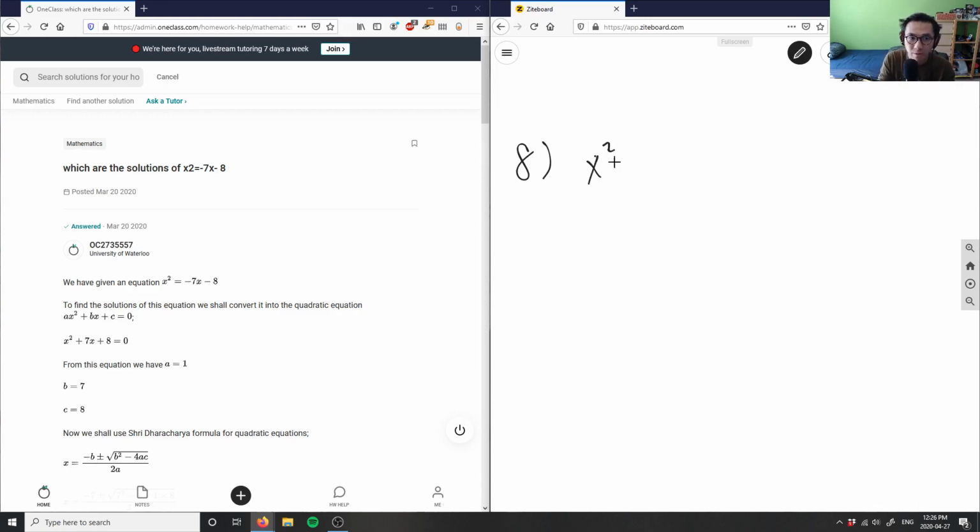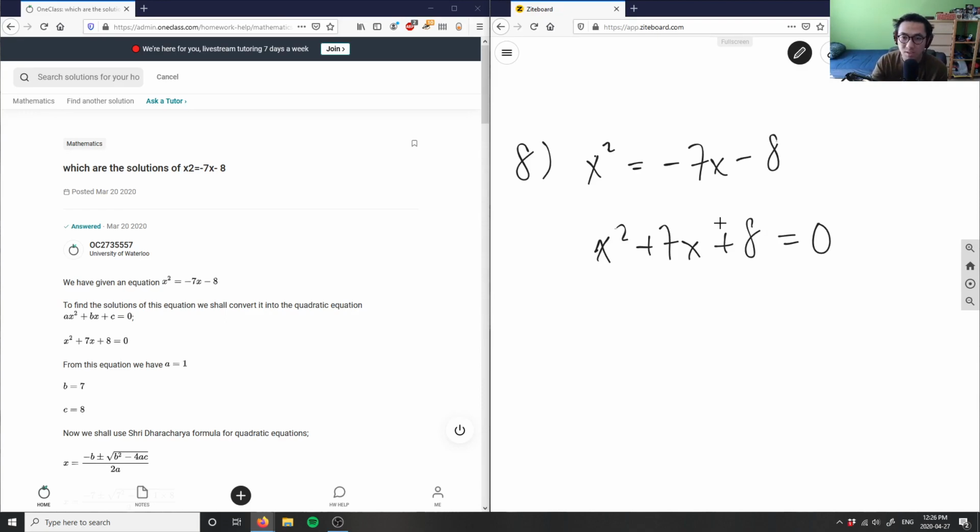So I have x squared equals -7x minus 8 here, and I'm going to again move everything to one side. So I have x squared plus 7x plus 8 equals 0, right? And this will give us our quadratic equation. So how can we factor this? What can we do to this equation to solve for this?